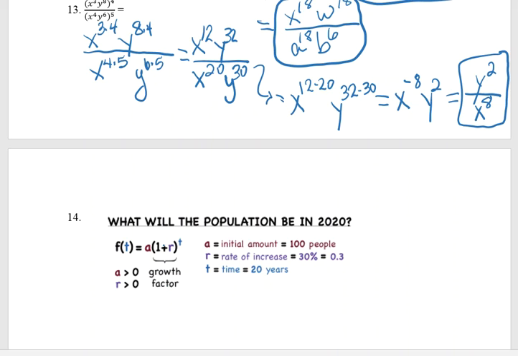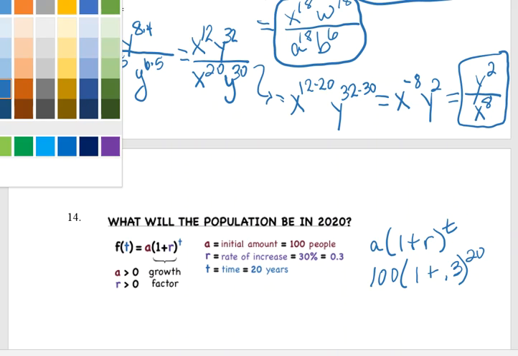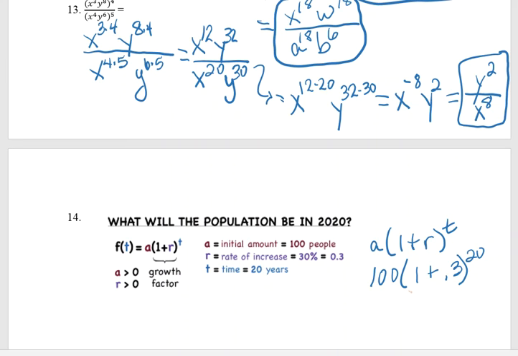So I'm going to rewrite the formula here. Okay, A is 100, r is 0.3, and t is 20. So if you think back to order of operations, the first thing we're going to have to do in here is we're going to go ahead and put together the parenthesis. So we get 100, 1 plus 0.3 is 1.3.